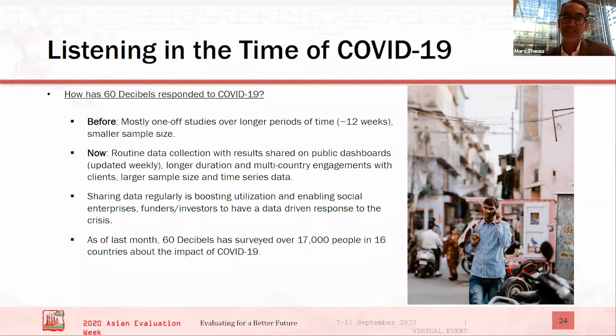Also, a key part of that is that 60 Decibels are now sharing data regularly, which they're finding, through these regular updates of their dashboards, is boosting utilization and enabling social enterprises, funders and investors to have a data-driven response to the crisis. Recently, 60 Decibels has surveyed over 17,000 people in 16 countries about the impact of COVID-19, and that's routinely updated on their public dashboard. A key element is also an engagement process which involves convening key decision makers on a regular basis to engage with the data and make decisions around that. And Tripti from 60 Decibels will talk about that in more detail in the panel session. Next slide, please.